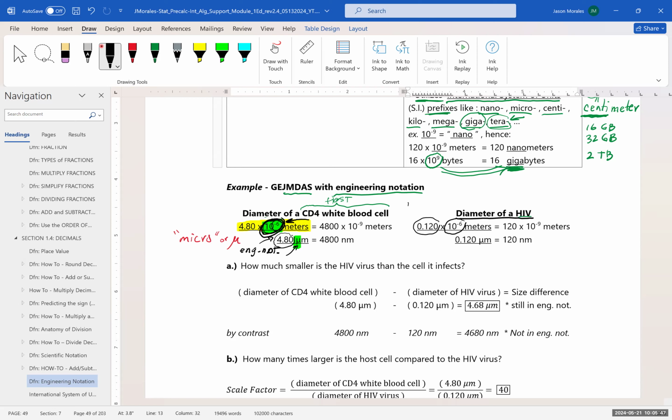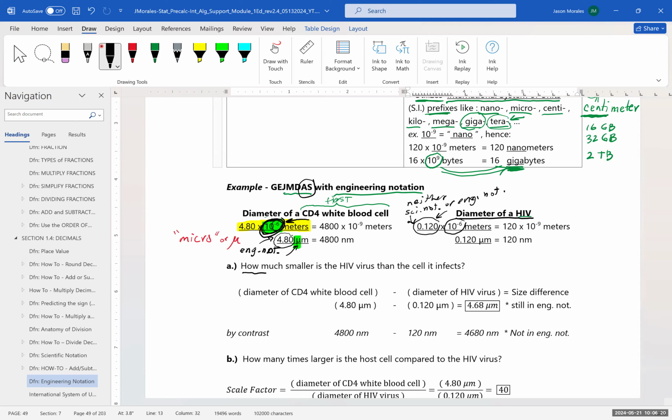Now, 0.120 is neither scientific notation strictly nor engineering notation, right? So we are kind of breaking that convention for the sake of being able to add or subtract. Because then what we're going to be interested in is the result of adding or subtracting: is that in scientific notation or is that in engineering notation? All right, so that's what we're going to care the most about.